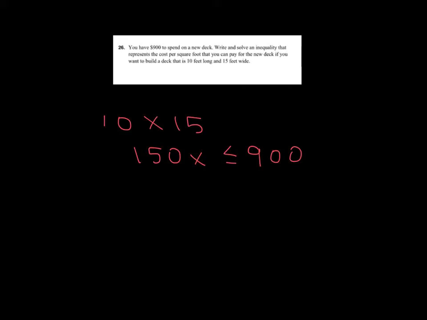Okay? So it also asks us to solve. The opposite of multiplying by 150 would be to divide by 150. When you divide 150 by 150, those cancel. And then X would have to be less than or equal to 900 divided by 150, which is 6. So what that tells you is that the cost of your deck would be $6 per square foot or less.